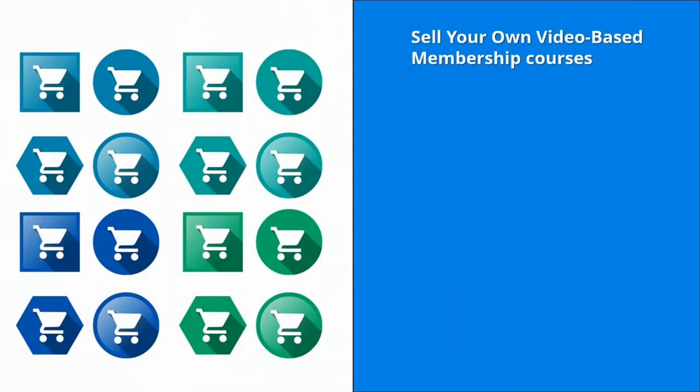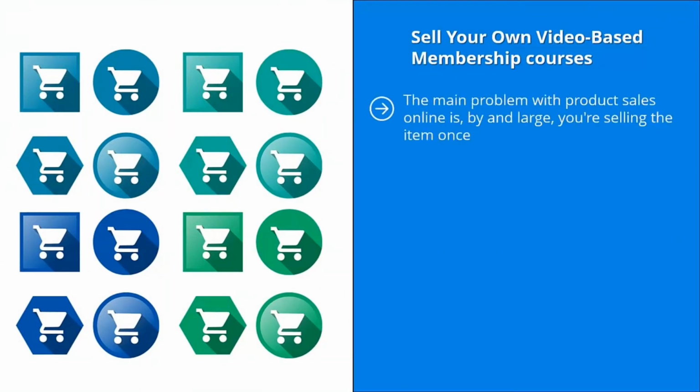Sell your own video-based membership courses. The main problem with product sales online is, by and large, you're selling the item once. Somebody clicks the buy button, they pay, they get access to the download link, and that's the end of the story. They already have the product. They can enjoy it, they can throw it away, they can do whatever they want with it. But the transaction only took place once. Wouldn't it be awesome if people kept sending you money every month? Wouldn't it be great if you got recurring income? Well, that's exactly what you can enjoy when you sell your own video-based membership courses.